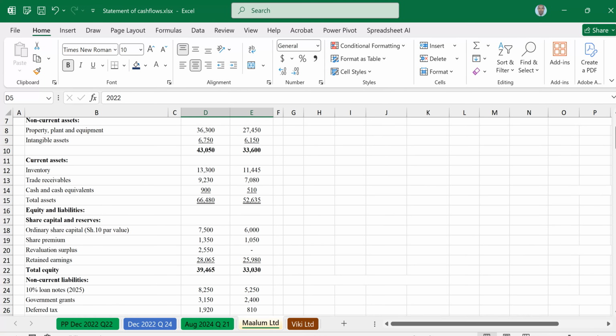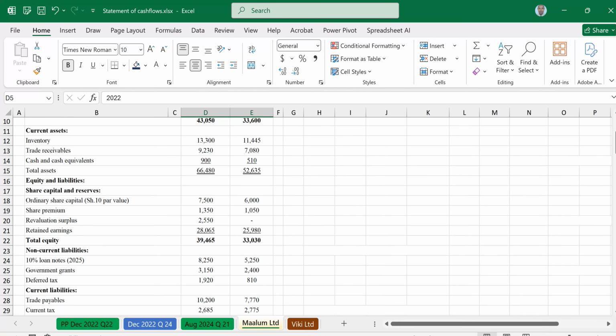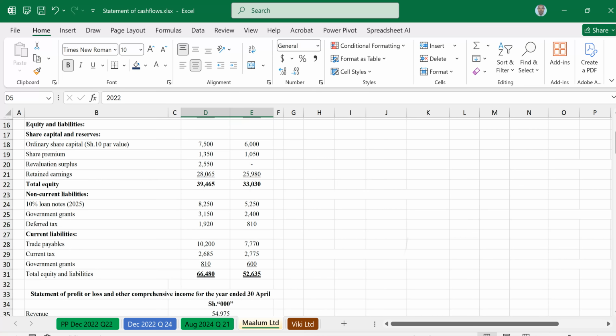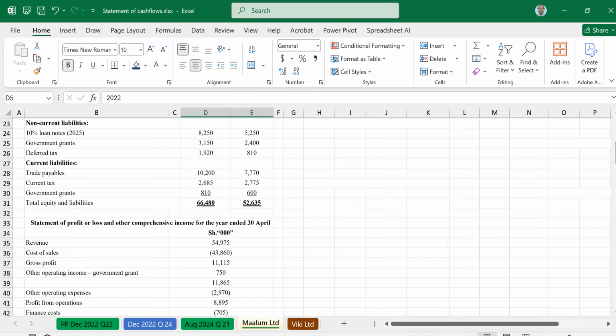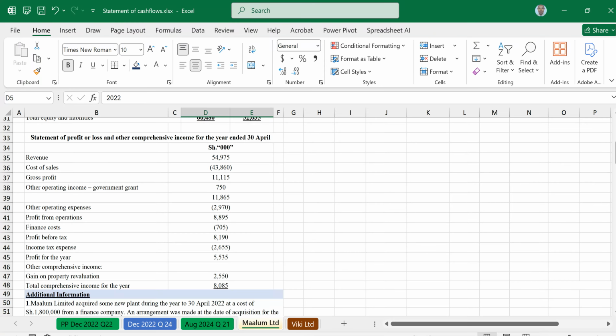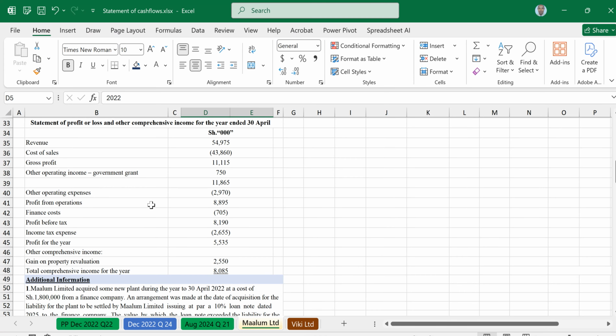Equity and liabilities is share capital and reserves, where we have ordinary share capital to retained earnings, then total equity. Non-current liabilities: the 10% loan notes and also government grants for the 2 years. Current liabilities from trade payables to government grants. Then we have total equity and liabilities. We also have the statement of profit or loss and other comprehensive income, revenue through total comprehensive income for the year.